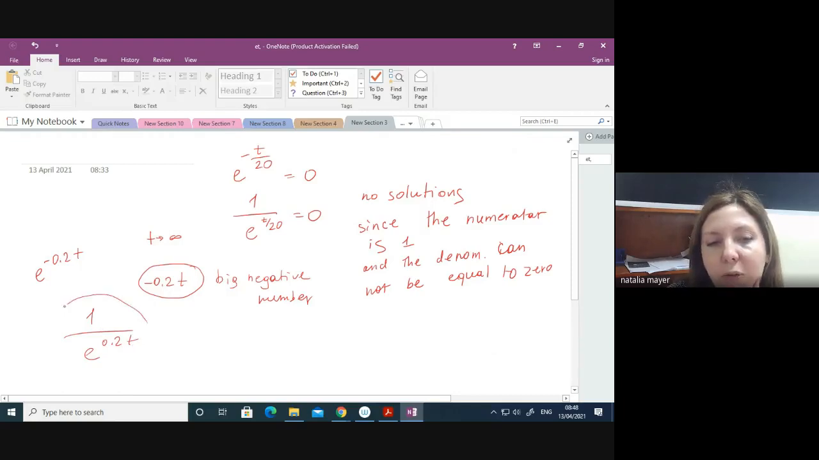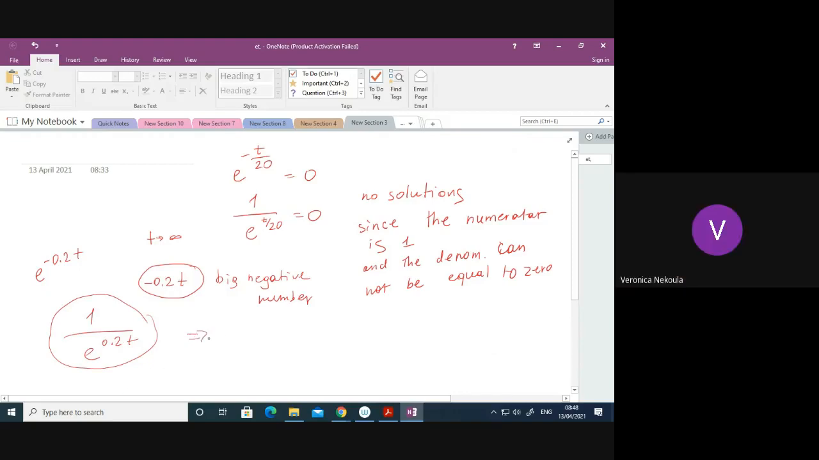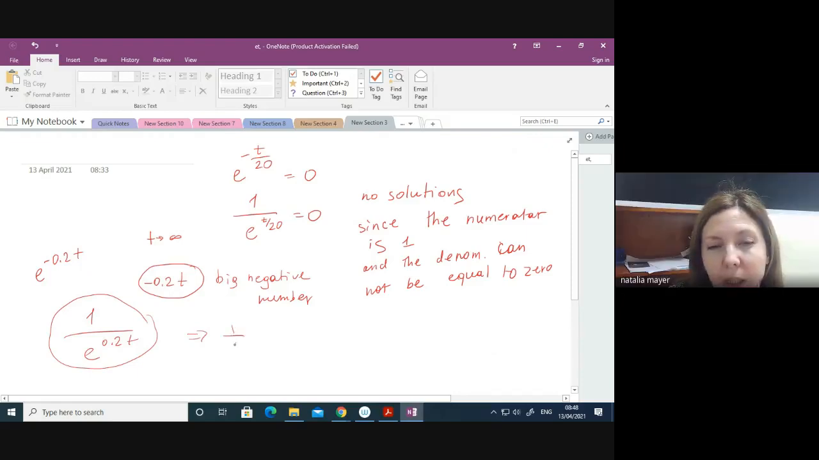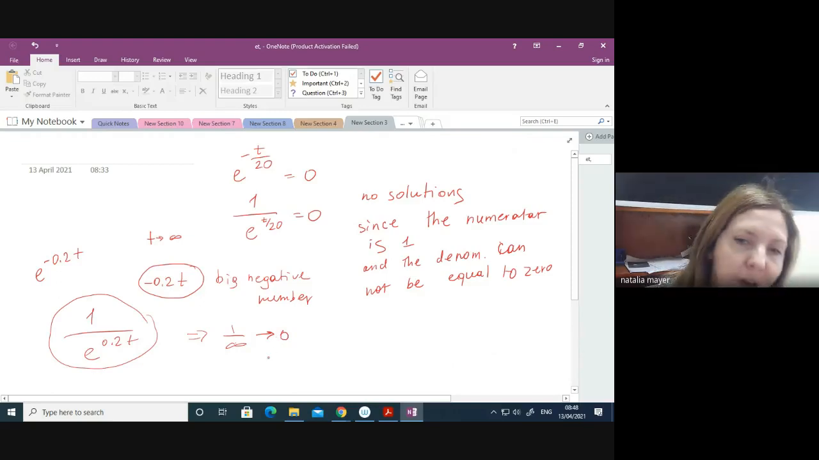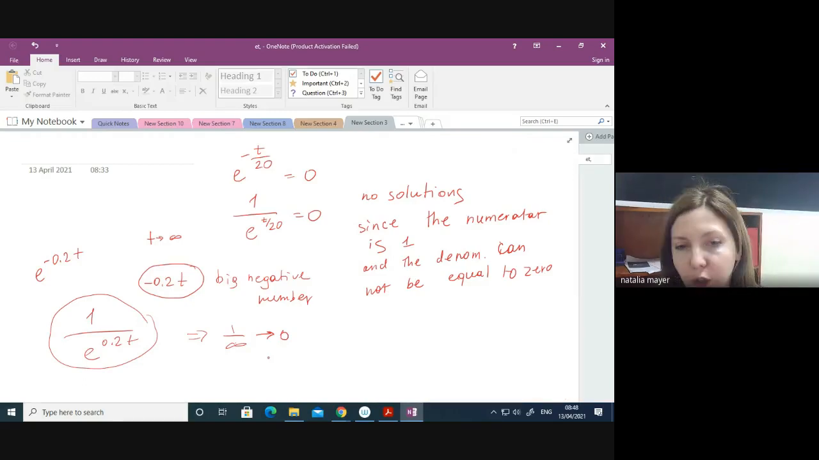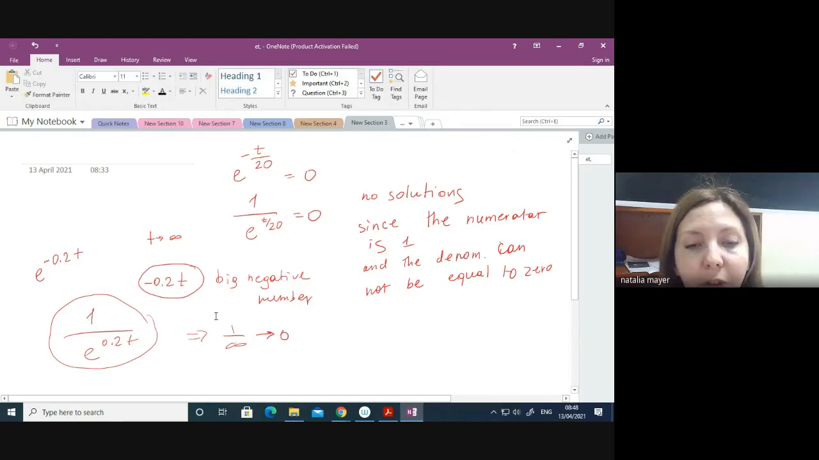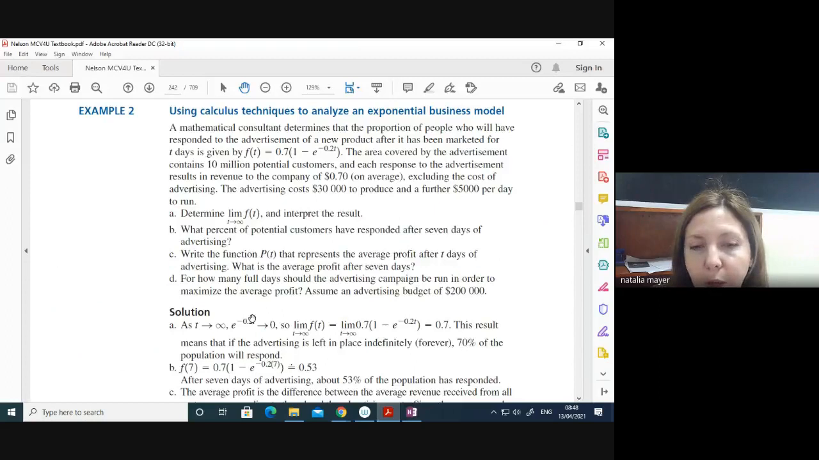So what can you say about the fraction where the denominator is approaching positive infinity? It cannot be equal to 0. It cannot be equal to 0, but what is it approaching? 0. It's approaching 0. It cannot be exactly 0, but if the denominator of a fraction is infinitely large, the value of the entire fraction is approaching 0. So this is what's used here.